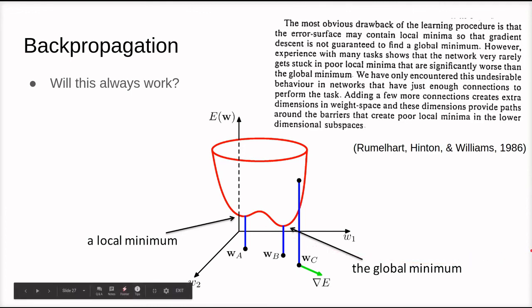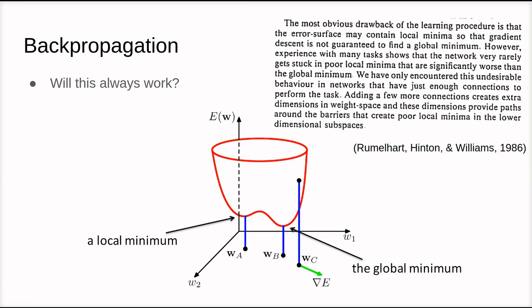And this was a concern in the original paper. To quote from Rumelhart, Hinton, and Williams, they say, the most obvious drawback of the learning procedure is that the error surface may contain local minima, so that gradient descent is not guaranteed to find a global minimum. However, experience with many tasks shows that the network very rarely gets stuck in poor local minima that are significantly worse than the global minimum.